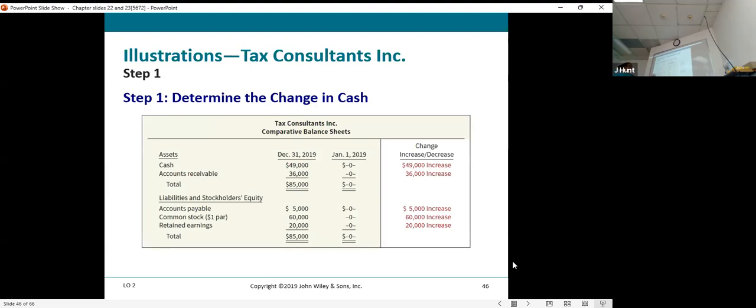So the change in cash, right? We have cash here. This particular company didn't have anything in 2019 because they just started on January 1, 2019. So on January 1, they had a zero balance. So their change in cash is $49,000. So if I was doing the cash flow statement, my beginning cash is what, zero, right? And then my ending cash should be $49,000. So my increase or decrease coming out of those three sections should be $49,000. So that's one section, you tick it off, finished, right?